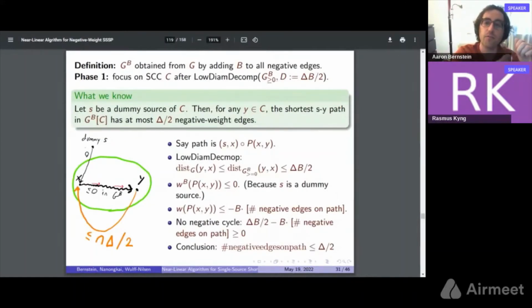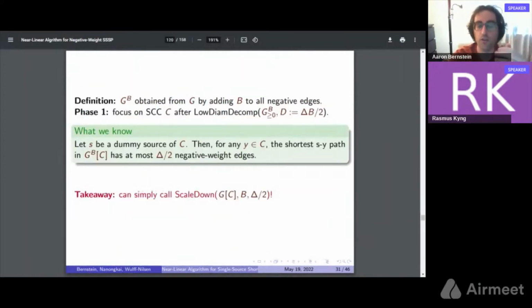Before I had n over 2, because of how we set this parameter d, we set it to nb over 2. Now we set it to delta b over 2, and all the algebra goes through exactly as before. Okay, so we know that inside each component, you have at most delta over 2 negative weight edges. And so what do you do? You just call scale down inside each component. But now you get to improve this delta factor from delta to delta over 2. And that's it. That solves the problem. So this is the algorithm for phase 1.